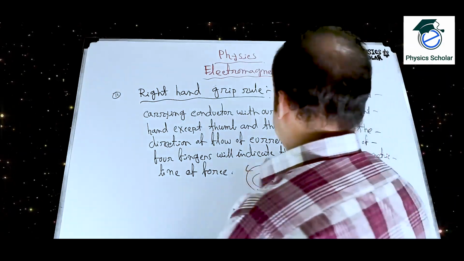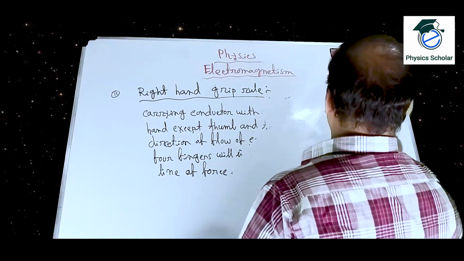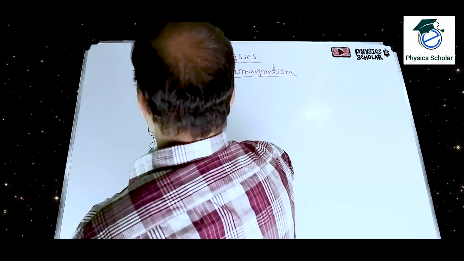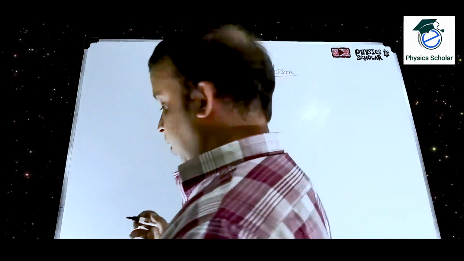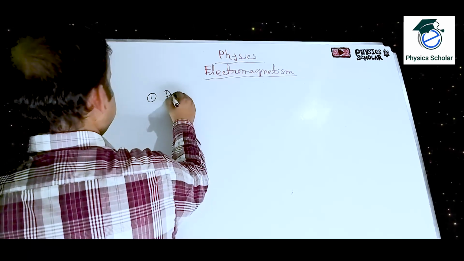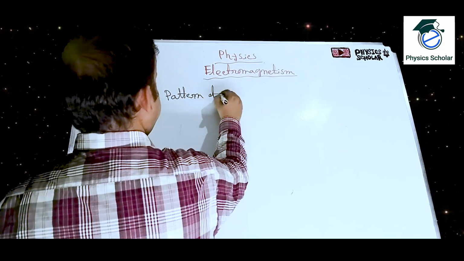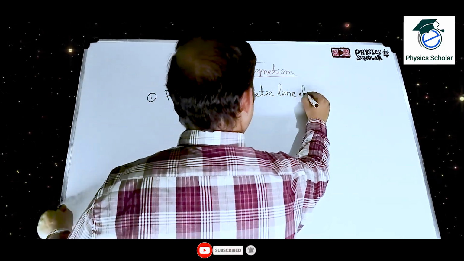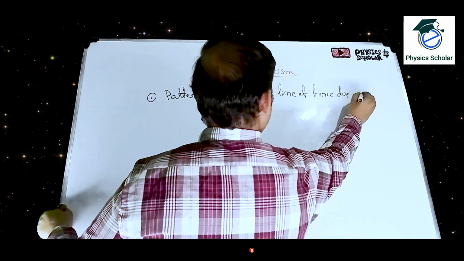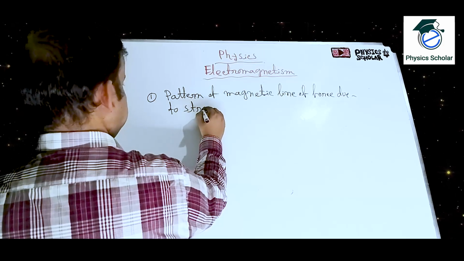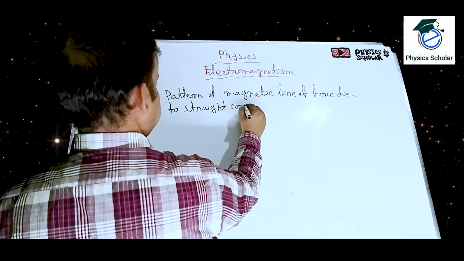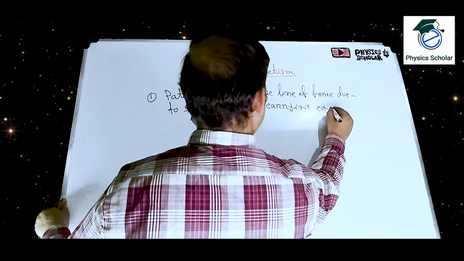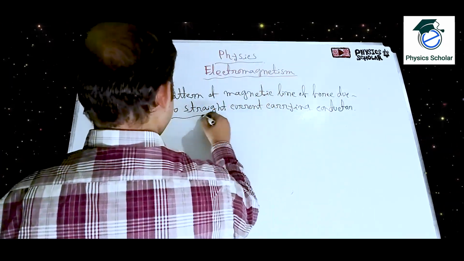So now let us move to the next topic. Students, the next topic is the pattern of magnetic line of force due to a straight current carrying conductor. Okay, it is very easy.